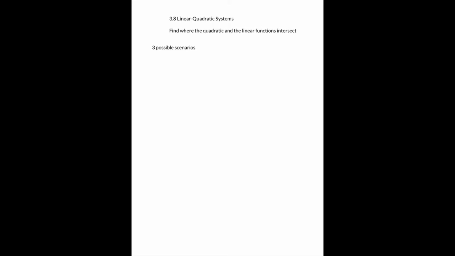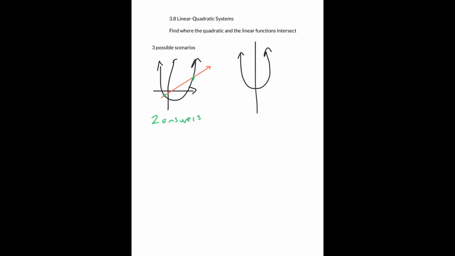Okay, so like we said, we've got three possible scenarios. We have the scenario where my quadratic, sure, maybe it looks like that, and my linear, let's maybe make it look like this. So in this scenario, we have it intersecting in two locations. So we have two answers possible. Okay. And then we also have the scenario where it intersects only once. So this would be if the linear was a tangent line, which you'll learn lots about in grade 12. So it only intersects once. So I have one answer that is possible.